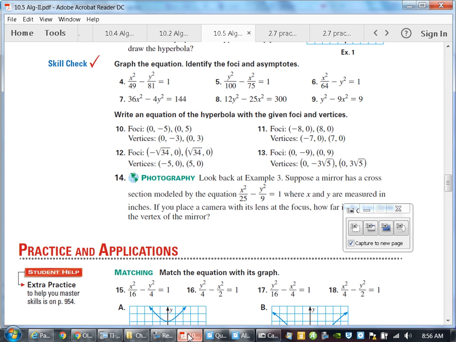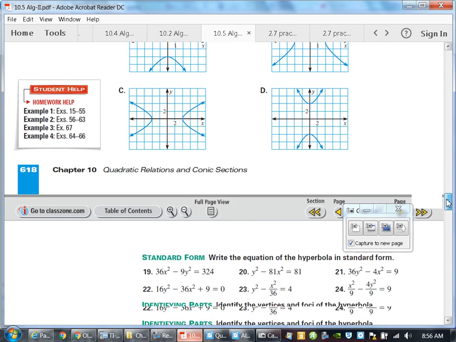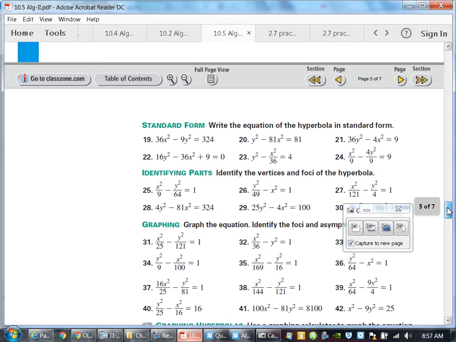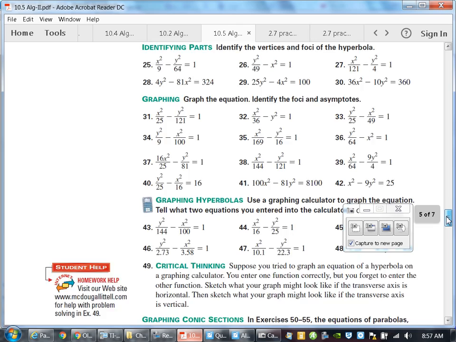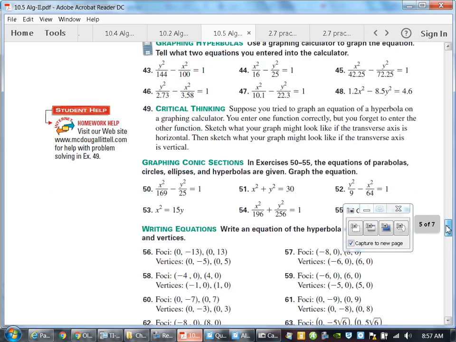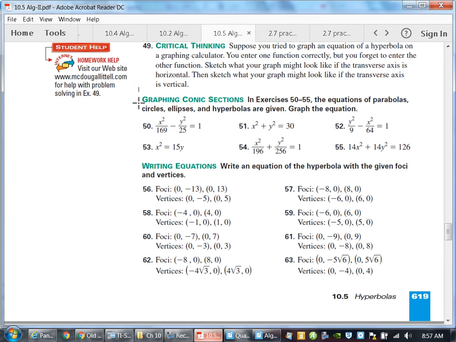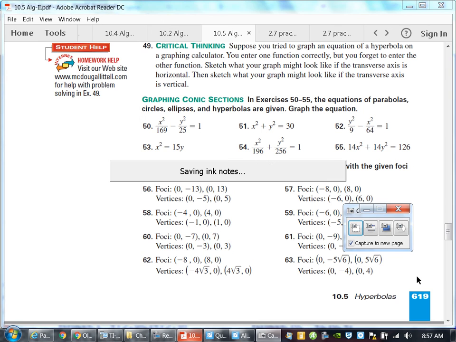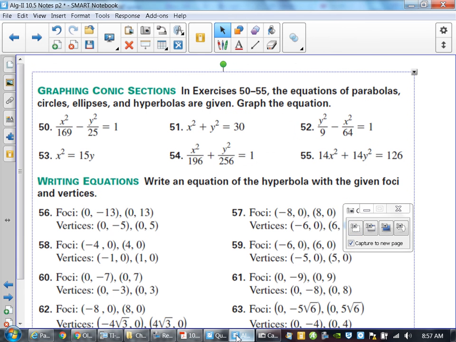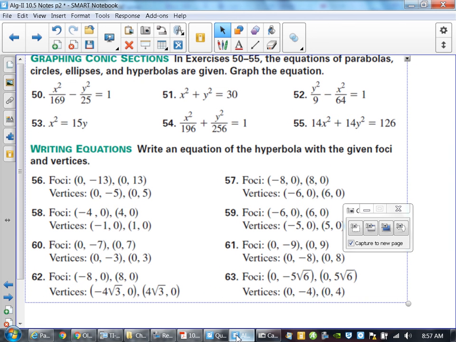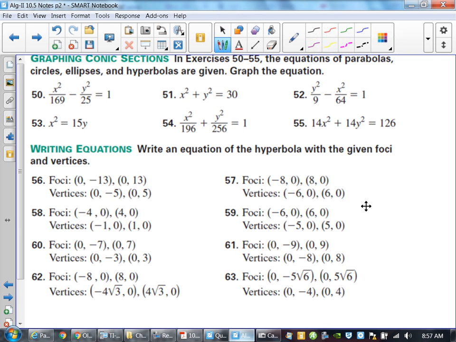Tonight, what I want you to do is, because I want to give you guys your tests and talk about them. Pick a number 1 through 10. 7. Do odds, 51 to 63 odds. Same page. 51 to 63 odds.